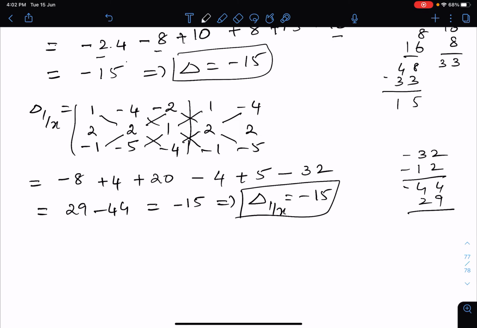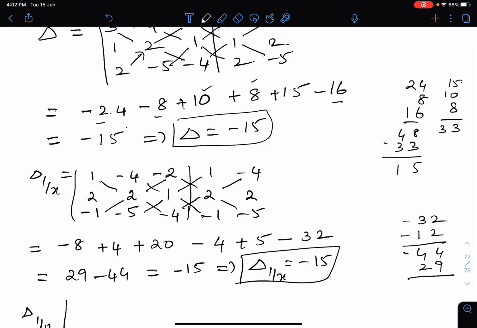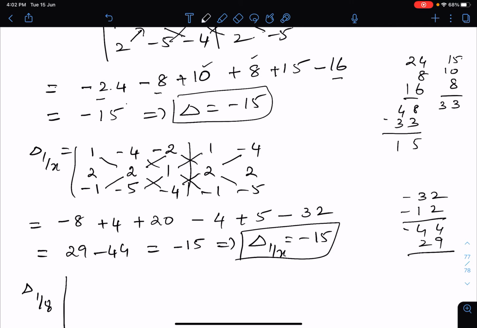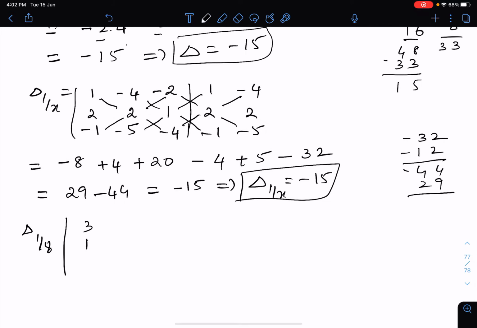So you place it like this. Next you are going to go to del 1 by y. For that you are going to replace your second column with the constants. So the first column is going to be 3, 1 and 2. Second column 1, 2, minus 1. Third column remains the same.